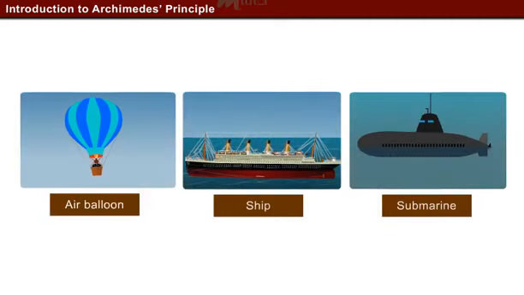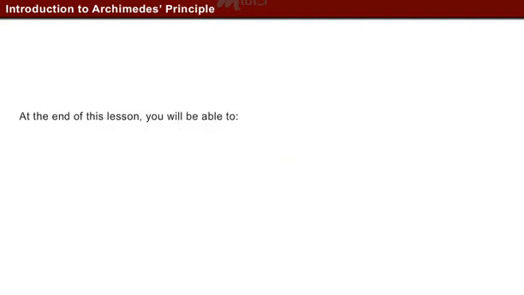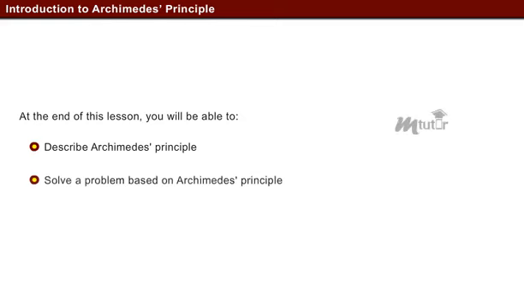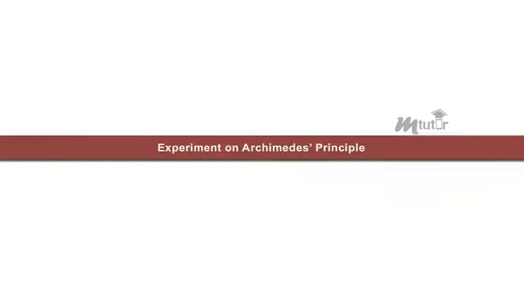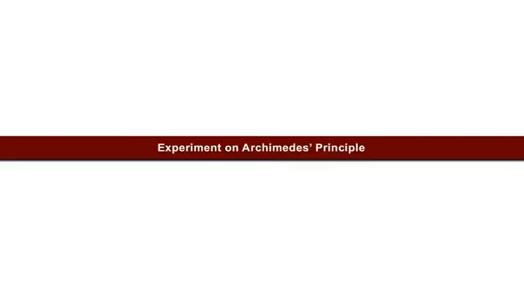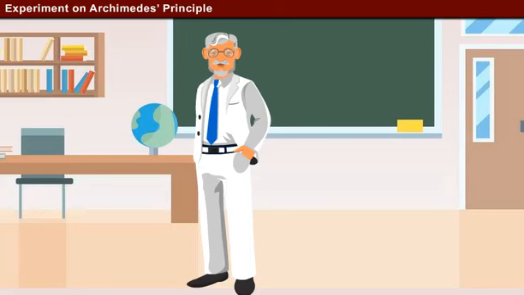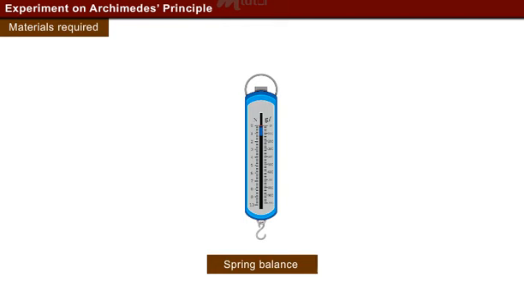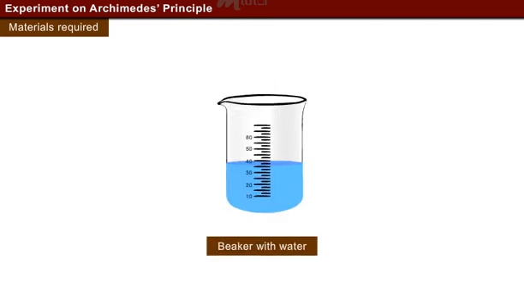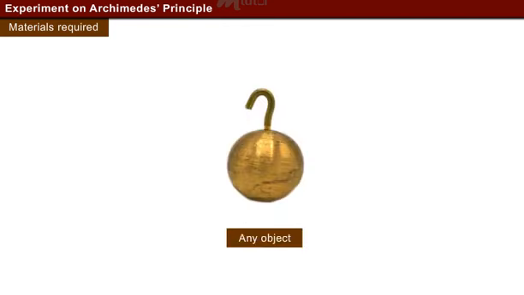In this lesson, we are going to discuss it in detail, and at the end of this session, you will be able to describe Archimedes' principle and solve a problem based on it. Experiment on Archimedes' principle. Let's discuss Archimedes' principle used to measure the buoyant force, which is the weight of the fluid displaced. Materials required are a spring balance, a measuring cylinder, a beaker with water, and any object.